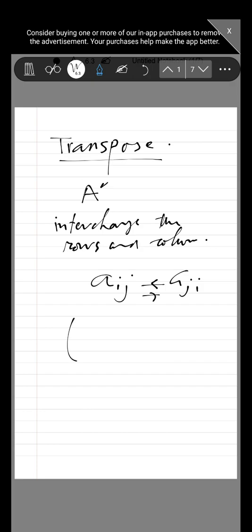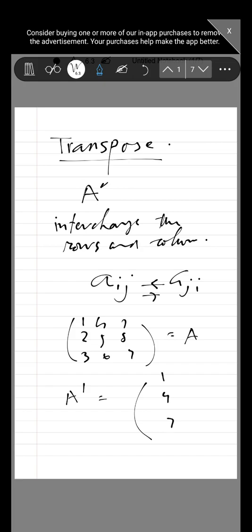So that means if there is a matrix, say, 1, 2, 3, 4, 5, 6, 7, 8, 9. So the diagonal elements will be same. If this is equal to A, then A dash will be simply 1, 4, 7, 2, 5, 8, and 3, 6, 9.